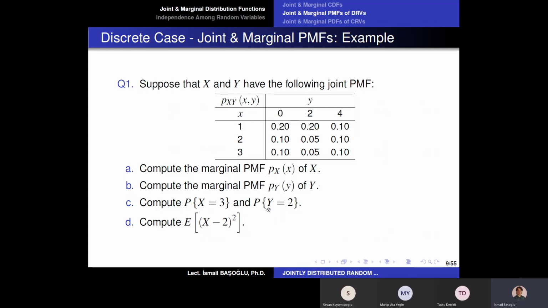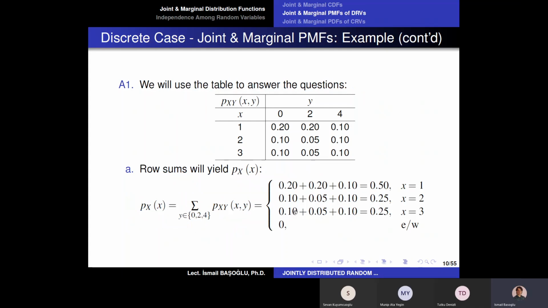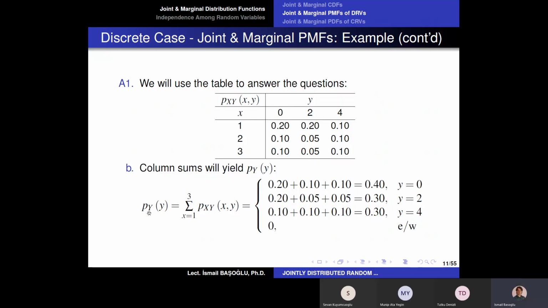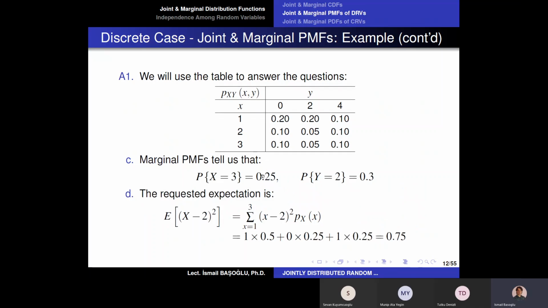So the next question, C, what is the marginal probability of x being equal to 3? And what is the marginal probability of y being equal to 2? Now, actually, we have answered these questions. The marginal probability of x being equal to 3 is 0.25. And the marginal probability of y being equal to 2 is 0.30 here. So we have answered these questions as we have developed the marginal probability mass functions.